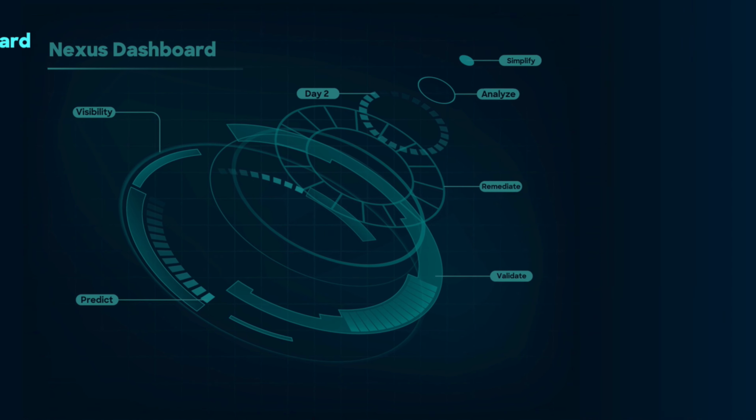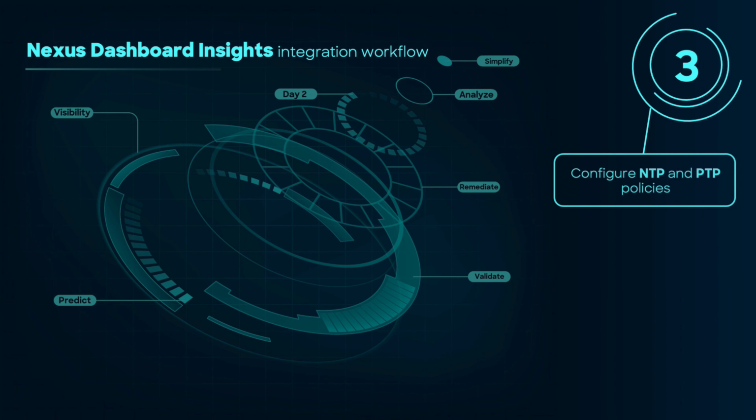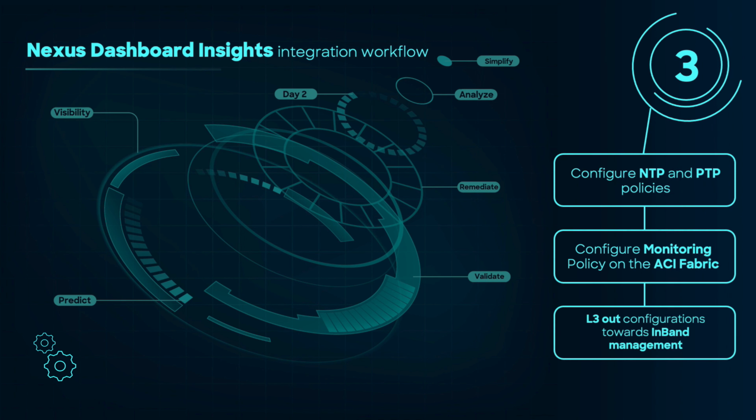To move forward, we have to configure three easy steps: NTP and PTP policies, monitoring mode of the fabric, for this case, telemetry, and finally, the L3 out that will grant connectivity to the embed management of the fabric. Embed management is the supported mode in Nexus Dashboard Insights 3.1 to utilize flow telemetry from ACI.